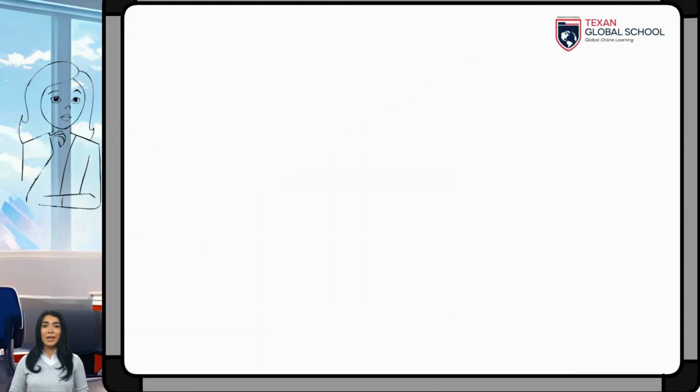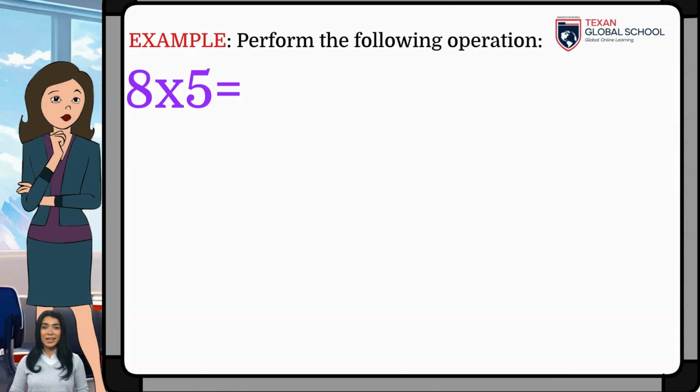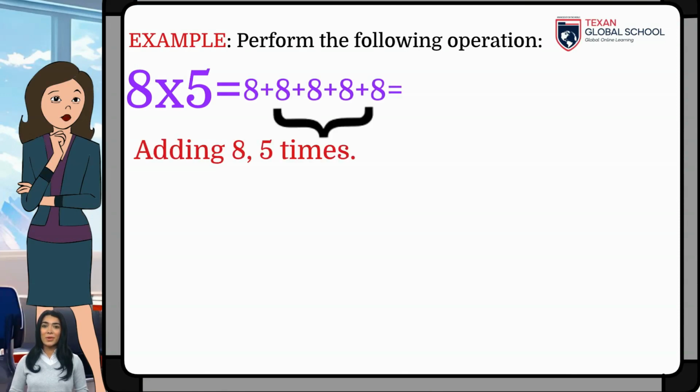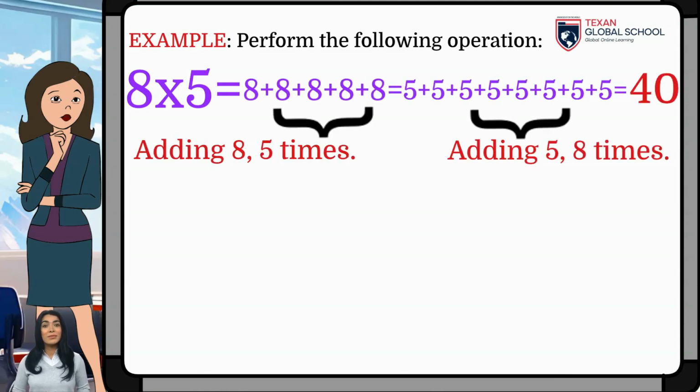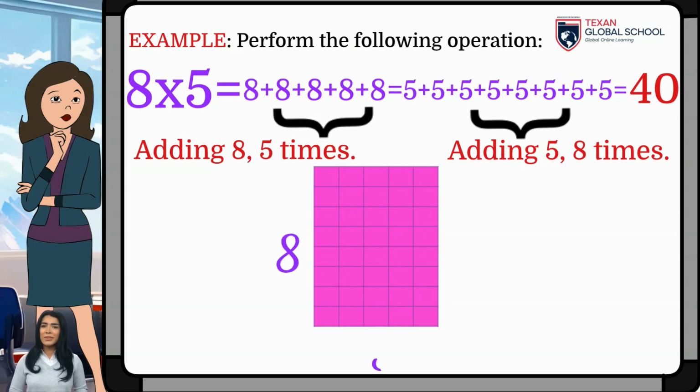Then, multiply 8 by 5. We add 8 5 times, or we add 5 8 times. Therefore, 8 times 5 is 40. The model represents 8 rows by 5 columns. So we have 40 ones. Thus, we conclude that 8 times 5 is 40.